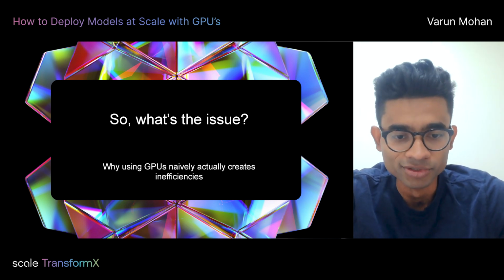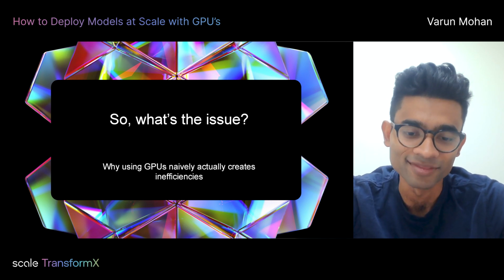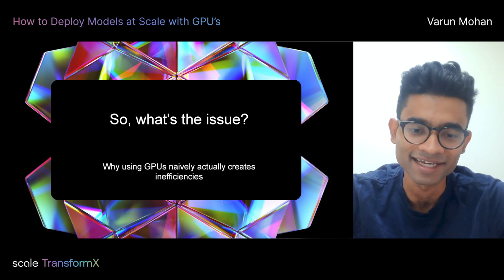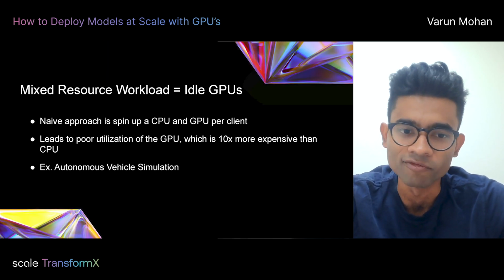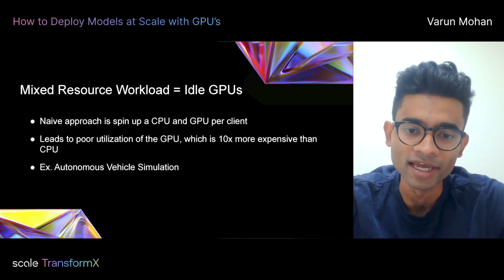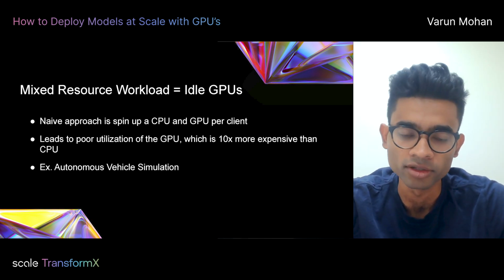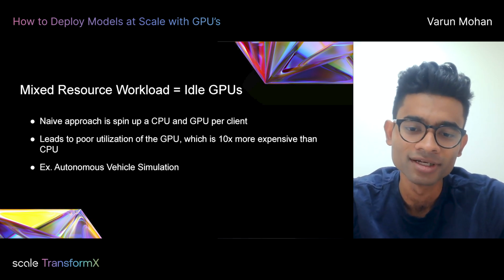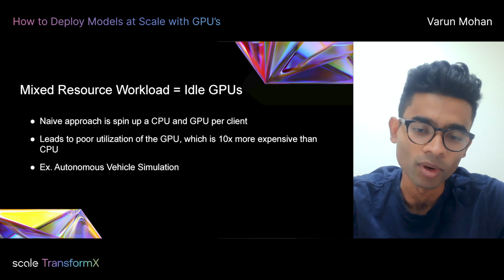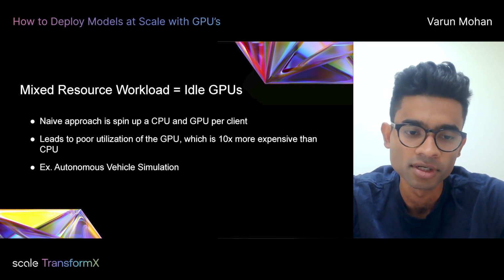So what are some of the issues? Why, when folks are using GPUs, are they not seeing the kind of performance they think they should get? That's, I guess, the $1 million question. One of the big problems that companies face, at least when we work with them, is that they have mixed resource workloads. What this means is they have workloads that are running things on the CPU as well. And what ends up happening is, a lot of the time, you have very idle GPUs.